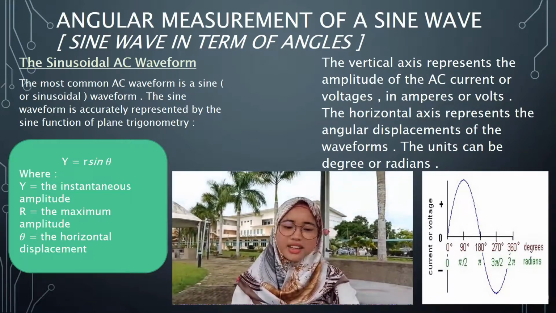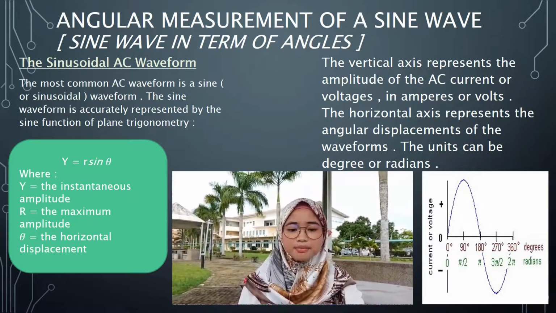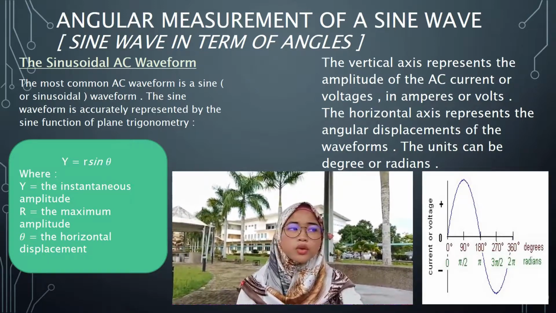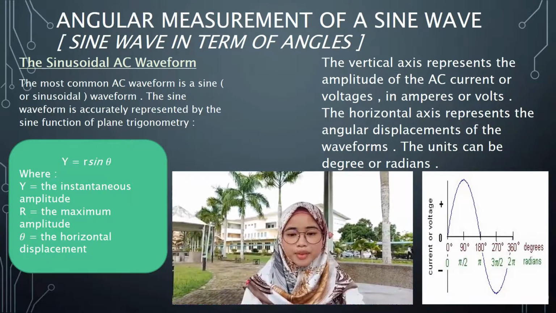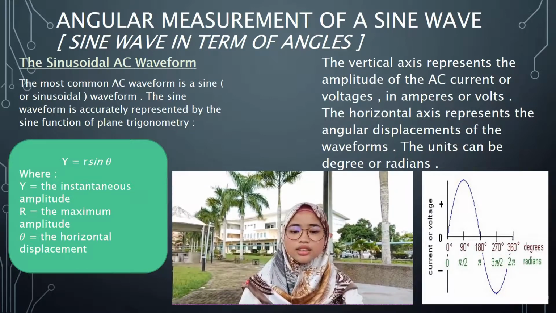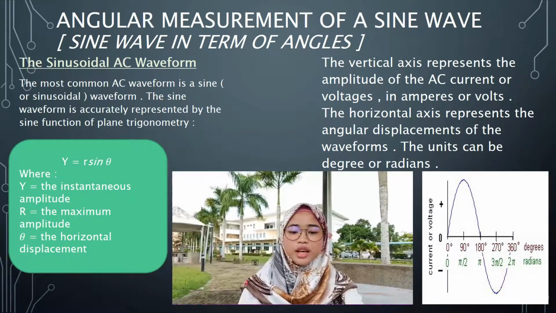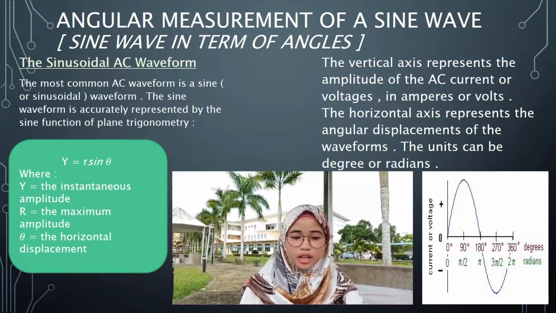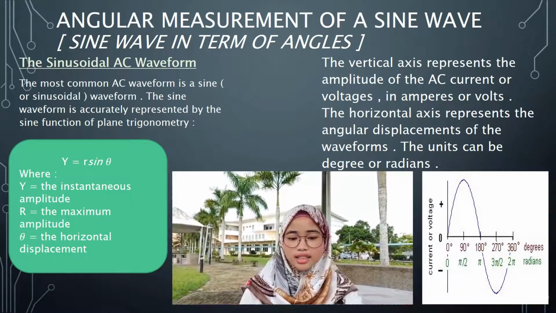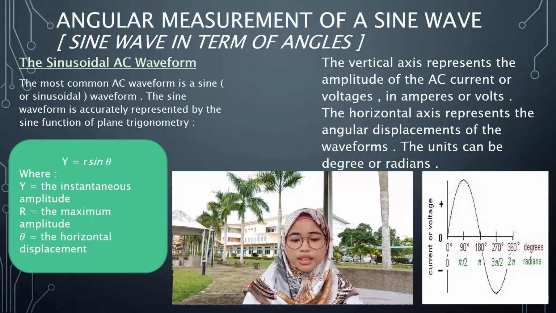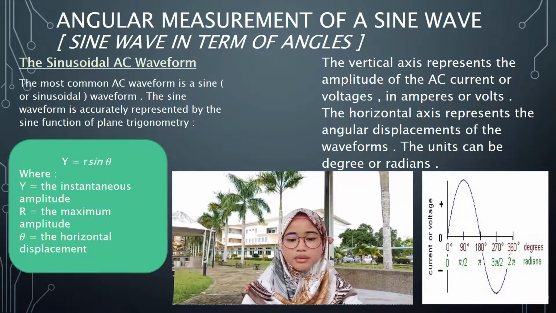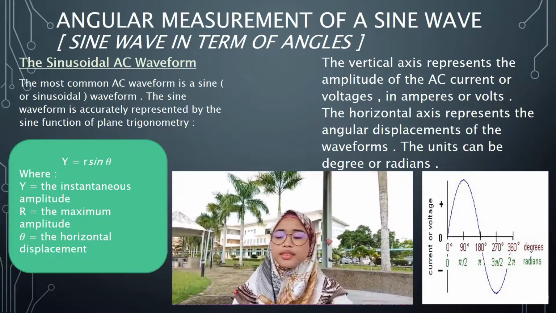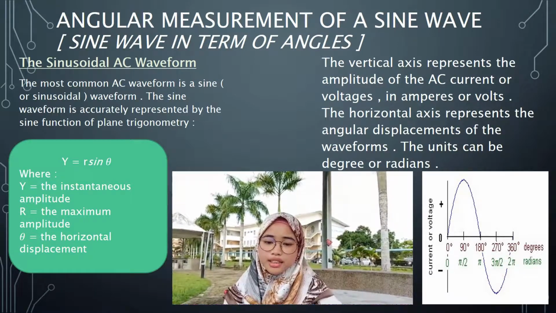Y equals R sin delta, where Y equals the instantaneous amplitude, R equals the maximum amplitude, and delta equals the horizontal displacement. The vertical axis represents the amplitude of the AC current or voltage in amps or volts, and the horizontal axis represents the angular displacement of the waveform. The unit can be degree or radian.